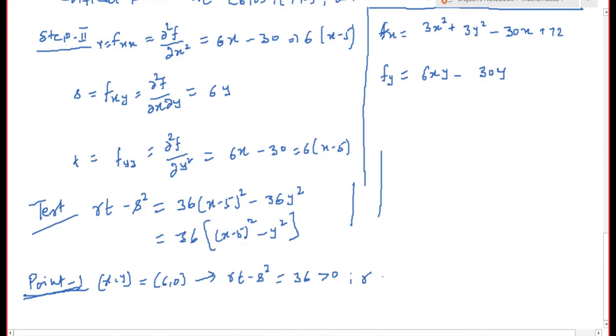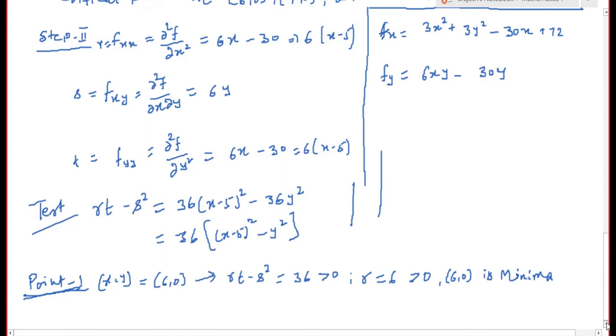Now we go for R. The value of R is 6 into x minus 5. Once you put x is equal to 6, R is equal to 6, which is greater than 0. So the point 6, 0 is minima. As you know, if R is positive, then it is minima. If R is negative, then it is maxima.